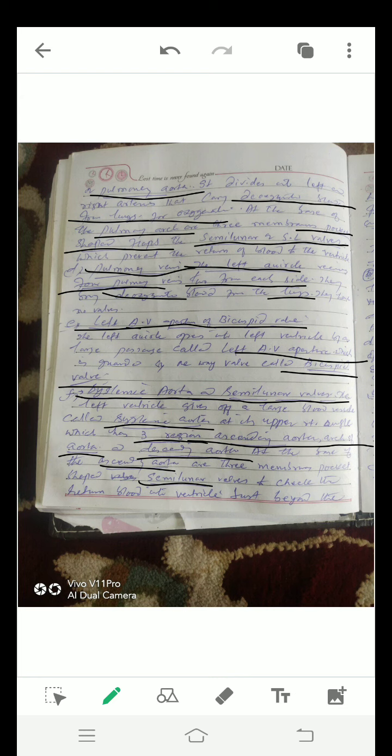The arch of aorta gives off three large arteries: brachiocephalic, left common carotid, and left subclavian arteries. The descending aorta supplies oxygenated blood to the various parts except the lungs.